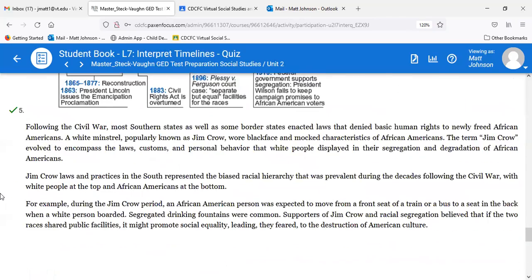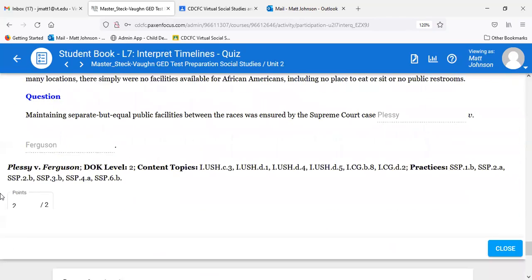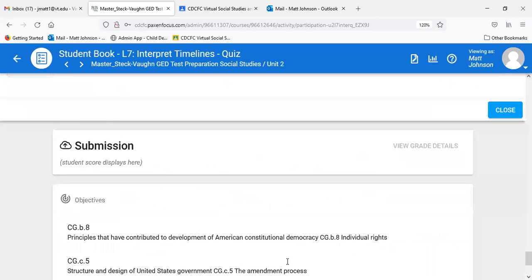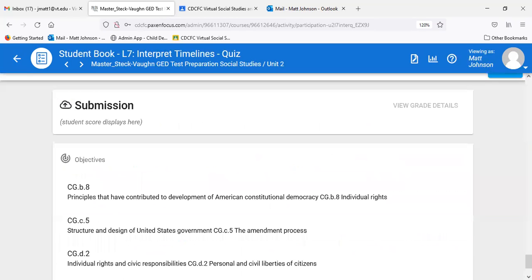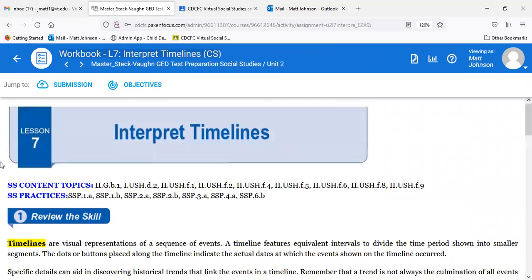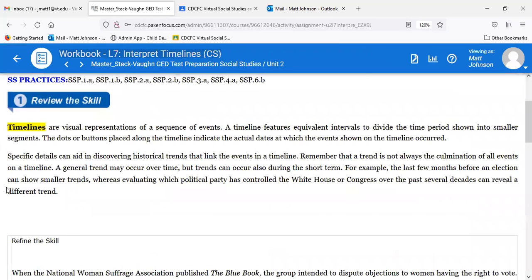And then finally, number 5, Plessy versus Ferguson, P-L-E-S-S-Y, Ferguson, F-E-R-G-U-S-O-N. Okay, and we'll move over to the workbook. I think we're going to get into some world wars here.